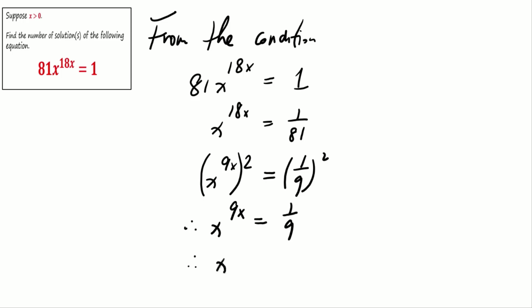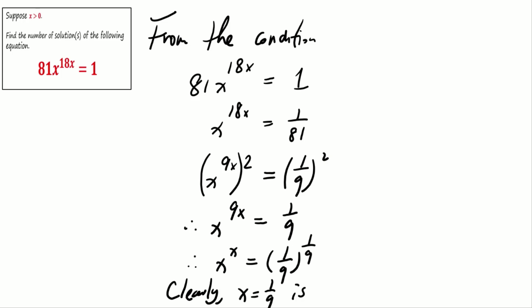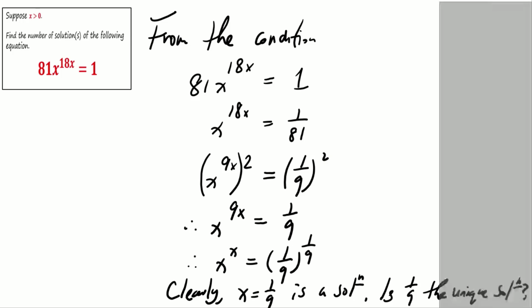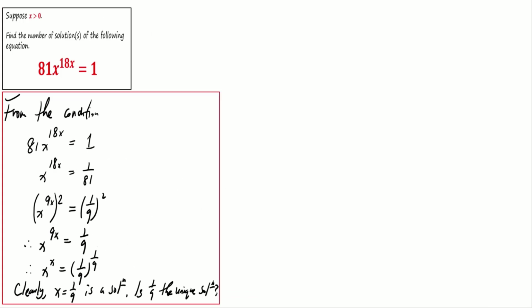And therefore, x to the power x equals 1 over 9 to the power of 1 over 9. Obviously, x equals 1 over 9 is a solution. So the question is, is 1 over 9 the unique solution? To answer this, we may consider the graph y equals x to the power of x.